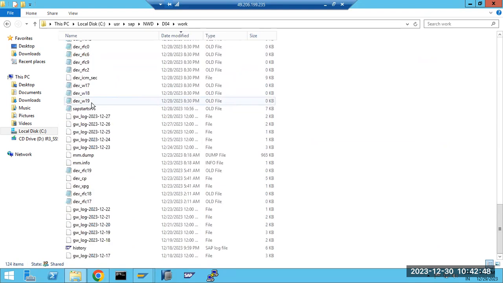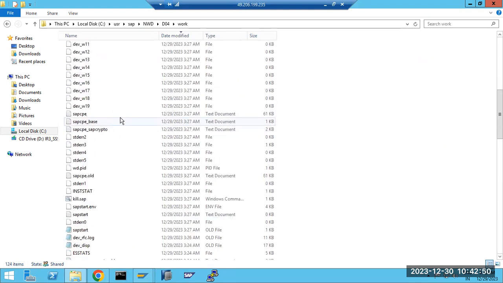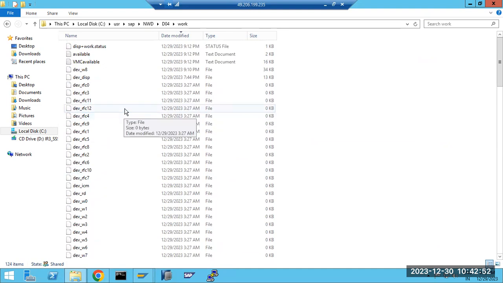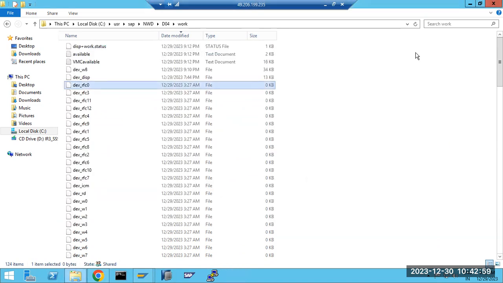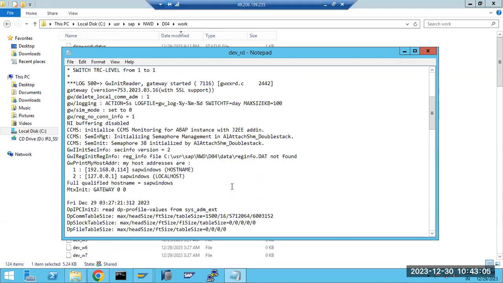If something goes wrong, this is the log file we need to check, and we have to trace it here. For RFC connections or RFC destinations, if something is not working, we can find the information here. All the information we can find here.